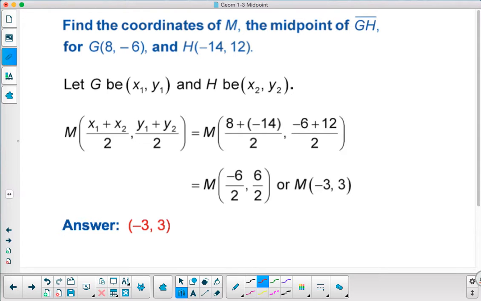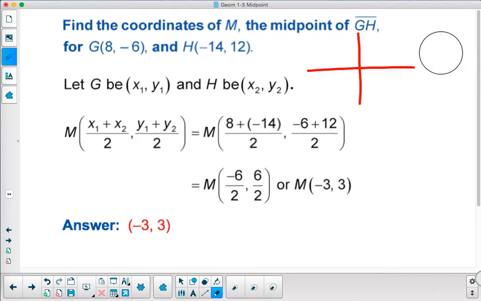All right, and the answer should come out to be -3, 3. So if we graph those 2 points, 8, -6 would be around in this area. And H, -14, +12, so that's going to be up quite a ways. The point that's in between there, oh, whoops, I graphed wrong. I'm sorry. We all make mistakes.